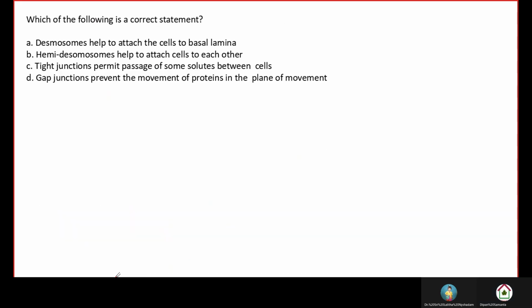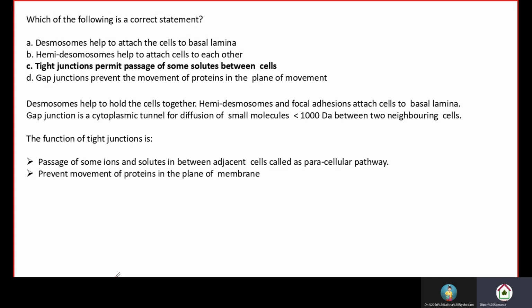Okay. So next question, which of the following is the correct statement? Desmosome helps to attach cells to basal lamina. Hemidesmosome helps to attach cells to each other. Tight junction permits the passage of some solutes between cells. And gap junction prevents the movement of proteins in the plane of the membrane. So the answer is tight junction permits passage of some solutes between the cells.